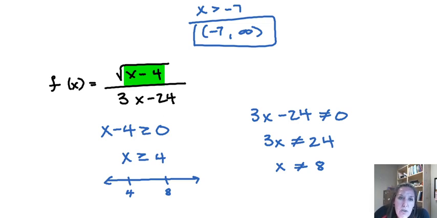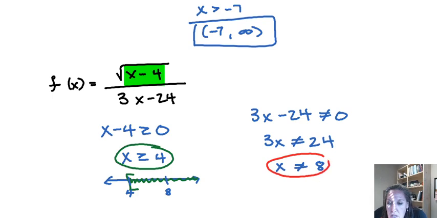I'm going to do this in two different colors. We'll make this one green. So that's going to be square bracket on the 4 to infinity. And then we'll make this one red. x cannot be equal to 8, so that means we've got to throw out that one point. We'll have an open circle there at 8.